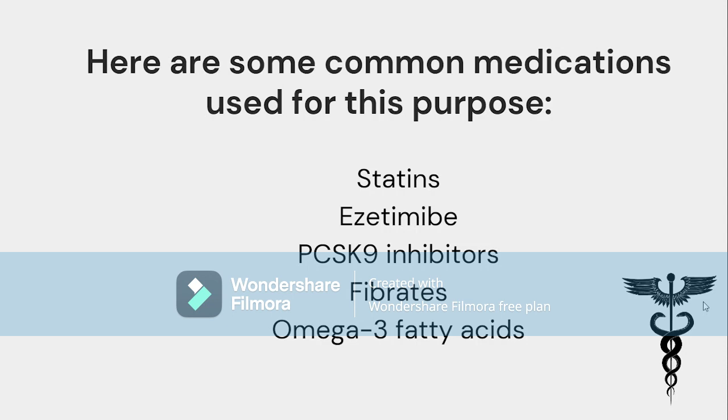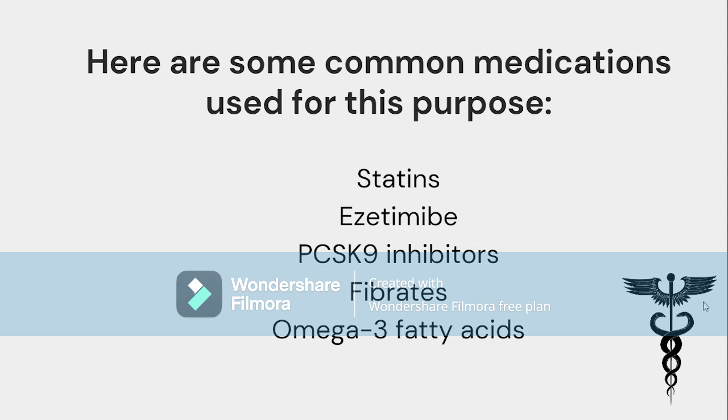Next medication is fibrates. Fibrates are primarily used to lower triglyceride level and increase HDL cholesterol, also known as good cholesterol level. They work by reducing the liver's production of triglycerides and increasing the breakdown of triglycerides in the bloodstream.